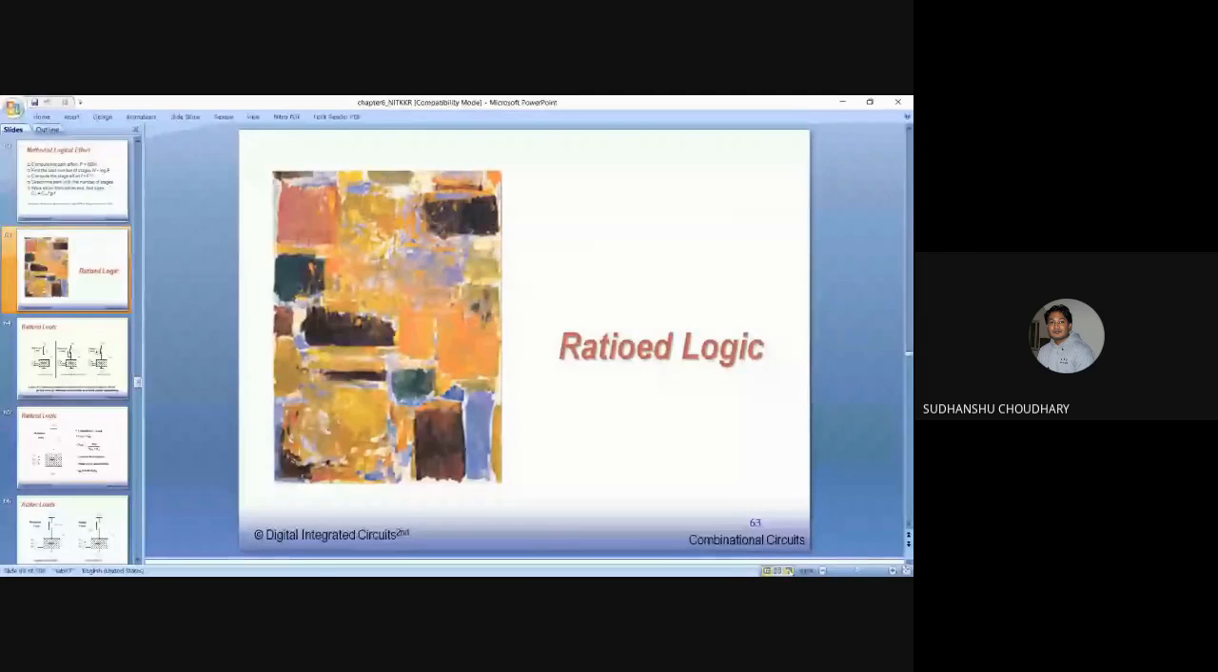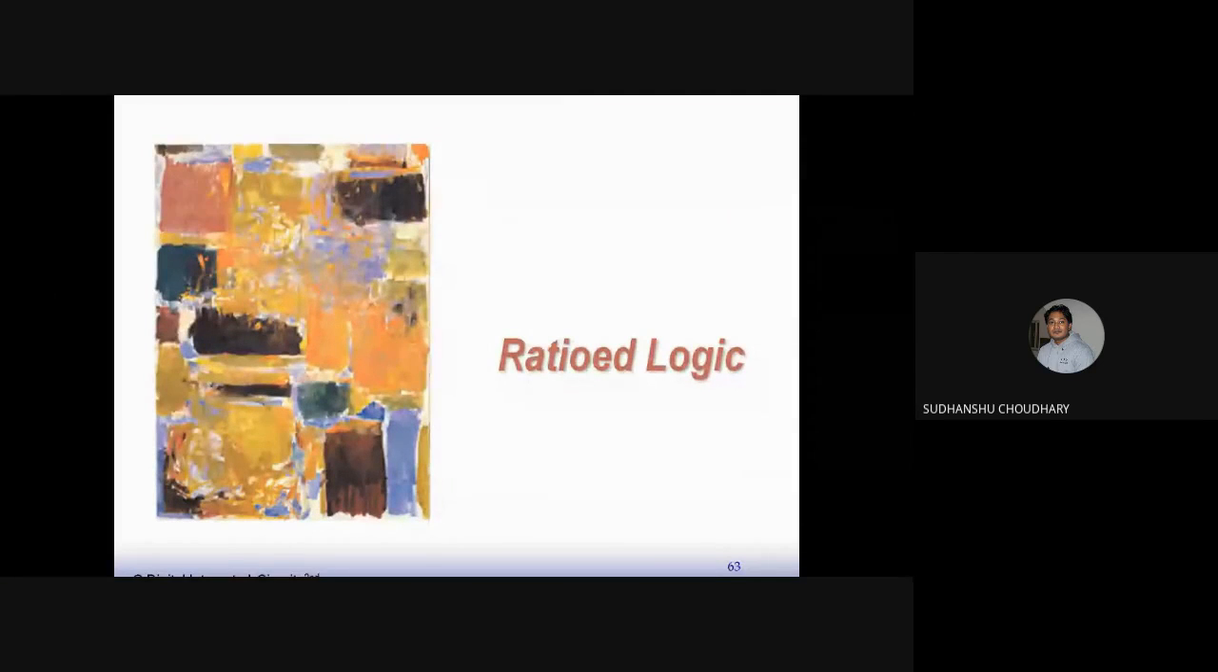All right. So in the last lecture, we talked about the logical effort, and then we also saw how to calculate the delay of any complex logic, chain of any complex logic gate. Now let us come on to this topic, that is ratioed logic.